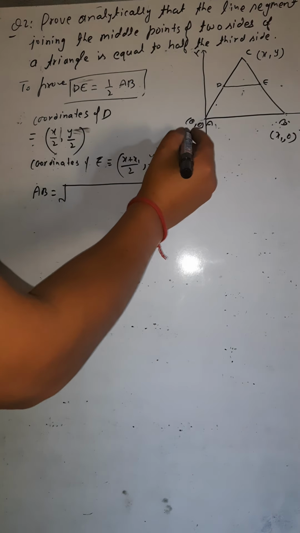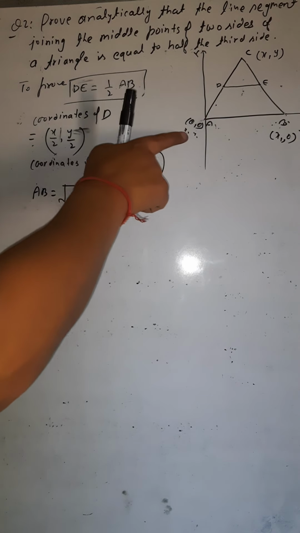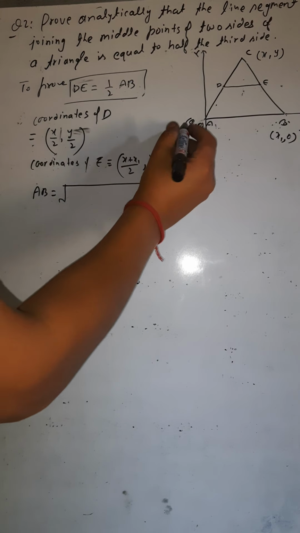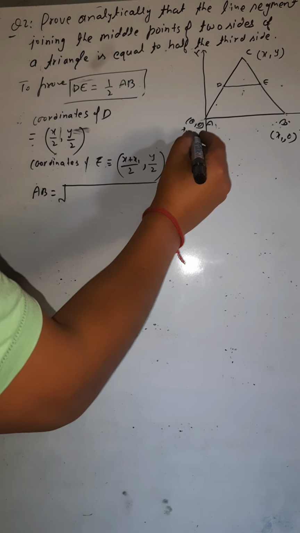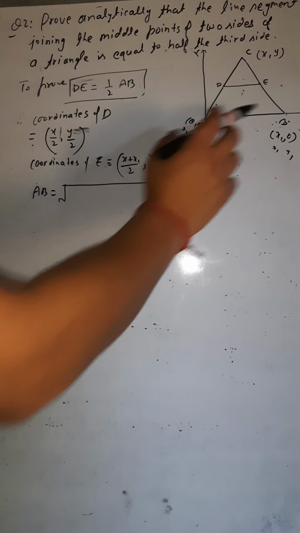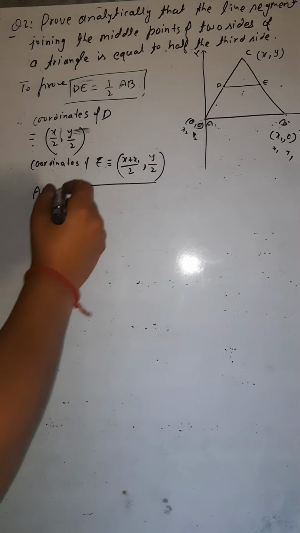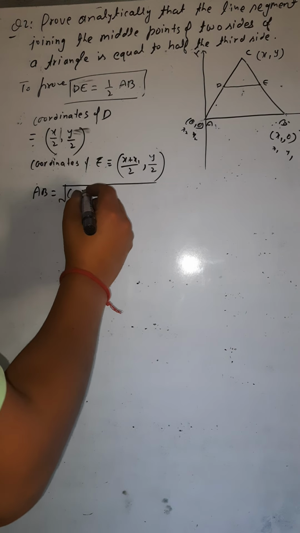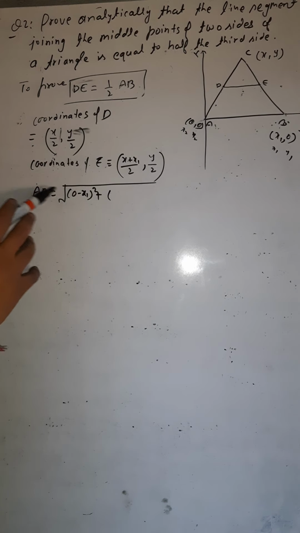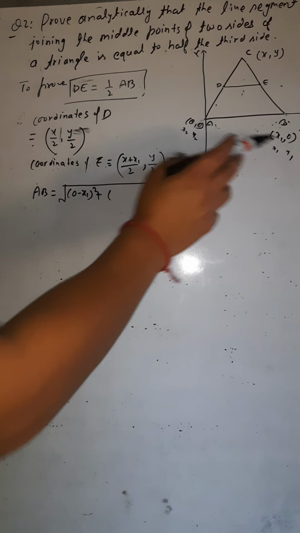AB, let's say this is x2, y2 and this is x1, y1. So the distance formula says that AB is equal to the square root of x2 minus x1 whole square, which means 0 minus x1 whole square, plus y2 minus y1 whole square. Y2 is 0, so 0 minus 0 whole square is 0.